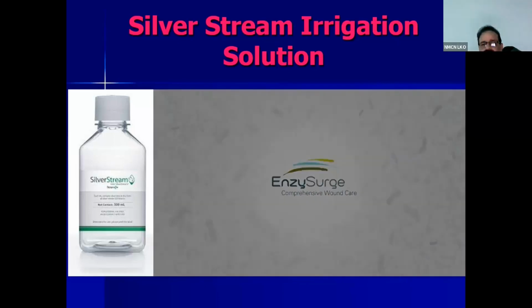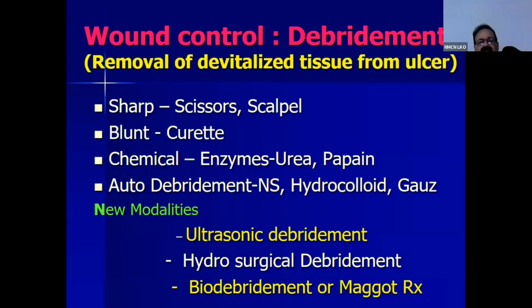Also found to be effective. Then after cleaning the wound, you have to debride the wound. And debridement means removal of the dead necrotic tissue. There are different types of debridement. They are sharp, meaning done with scissors and scalpel.